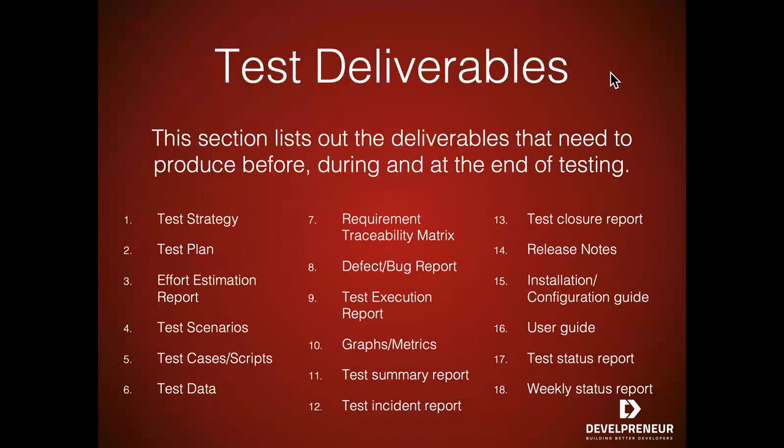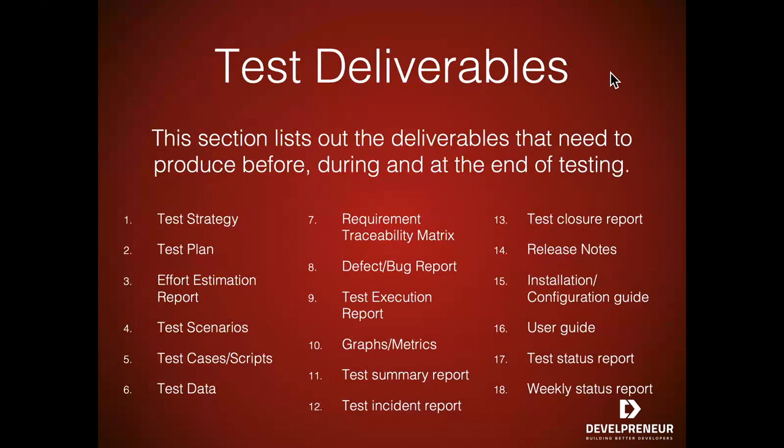Test case scripts. Test cases are the set of positive and negative executable steps of a test scenario, which has a set of preconditions, test data, expected results, post conditions, and actual results. Our test data is the data that is used by testers to run the tests. The requirement traceability matrix, RTM, is used to trace the requirements to the tests that are needed to verify whether the requirements are fulfilled. The defect report or bug report.